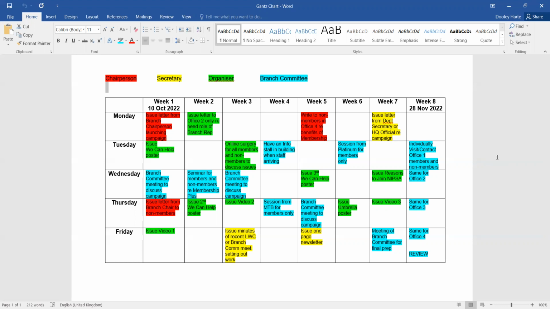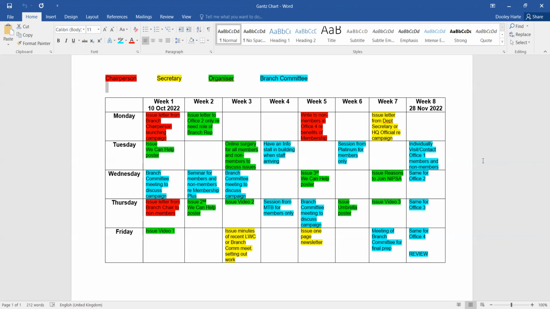And we're suggesting that, because of the importance of Membership Plus, that's something we can include in week 2. And then again, we have the organizer issuing a second We Can Help poster. That's just to raise the profile and continue the engagement. I'll do week 3 as well, and then we'll come back to both those weeks.